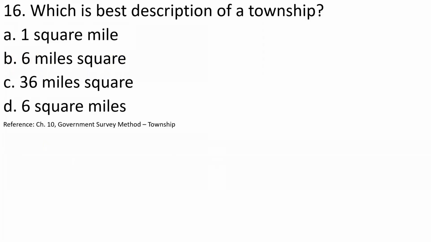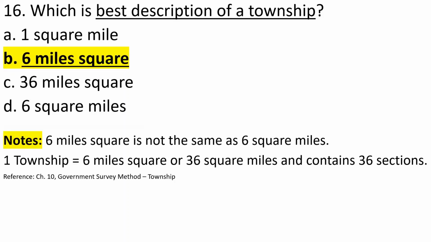Number 16, which is the best description of a township? Here, remember, a township is 6 miles square, not 6 square miles. A township is 6 miles square, or 36 square miles, and contains 36 sections.